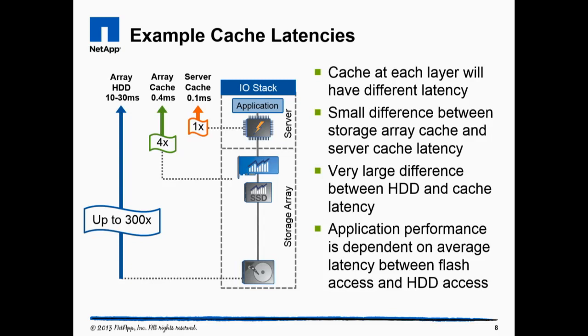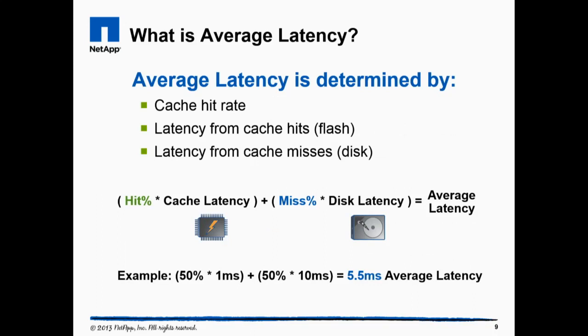So you have to keep in mind again that your application performance is going to be dependent not on the speed of your cache hits or the speed of your cache misses, but on the average latency between those two. And this is something really easy to figure out. If you know your cache hit rate, which any hybrid storage solution is going to tell you, how often IOPS come from cache versus from your spinning disk, you can take your cache hit rate times your cache latency and add that to your miss rate times your disk latency, and that gives you an average latency.